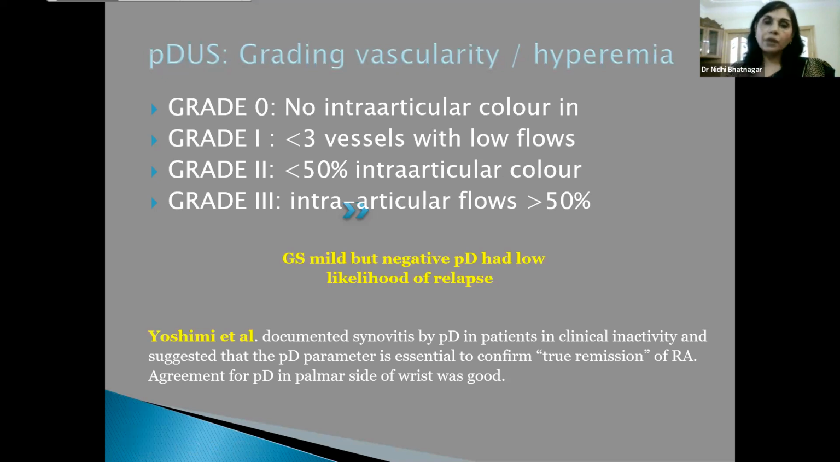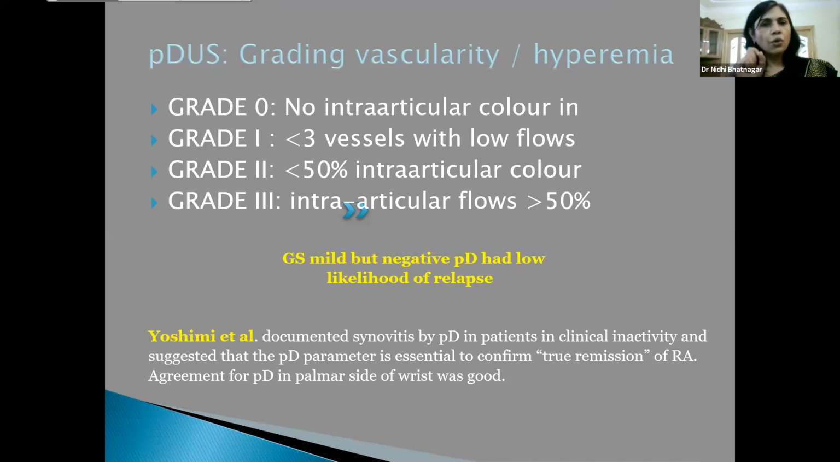Grade 1 is when the intra-articular vascular signals are seen, but they are less than 3 in number. Grade 2, when the signals and the vascularity is involving less than 50% of the total intra-articular region. And of course, grade 3 is when the intra-articular flows are florid. They are occupying nearly every area of that joint. So it was a study by Yoshimi et al., and they documented that the best region for assessment for the vascularity, synovitis, is the palmar side of the wrist.